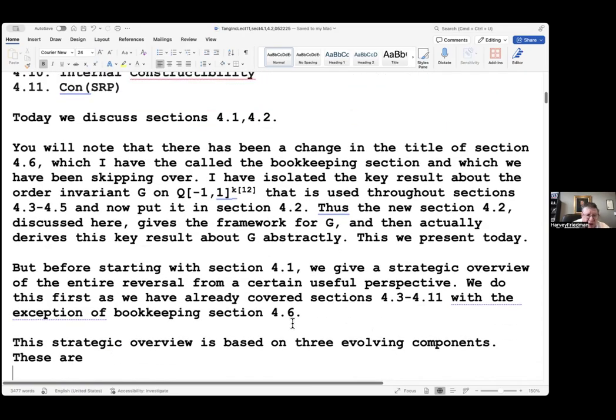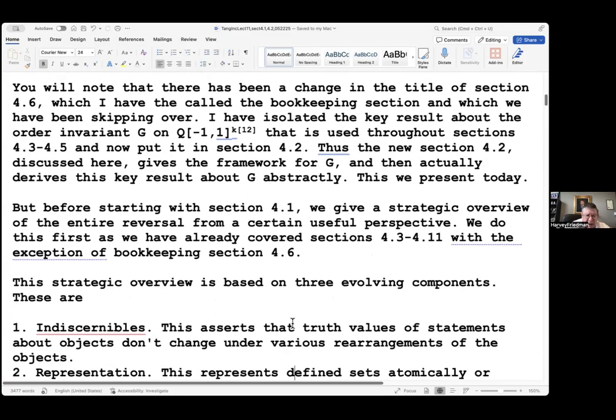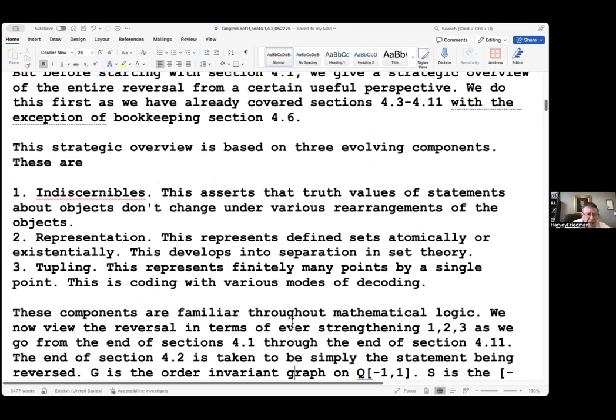All right. So before starting with section 4.2, which is even more preliminary, 4.1 is notation, some presentation of finite languages. We give a strategic overview of the entire reversal from a certain useful perspective. We do this first because we already covered sections 4.3 to 4.11, with the exception of the bookkeeping section 4.6. So we can do this first and you can make sense of it, because you can see from what we did earlier that this is a strategic overview. The strategic overview involves three elements.